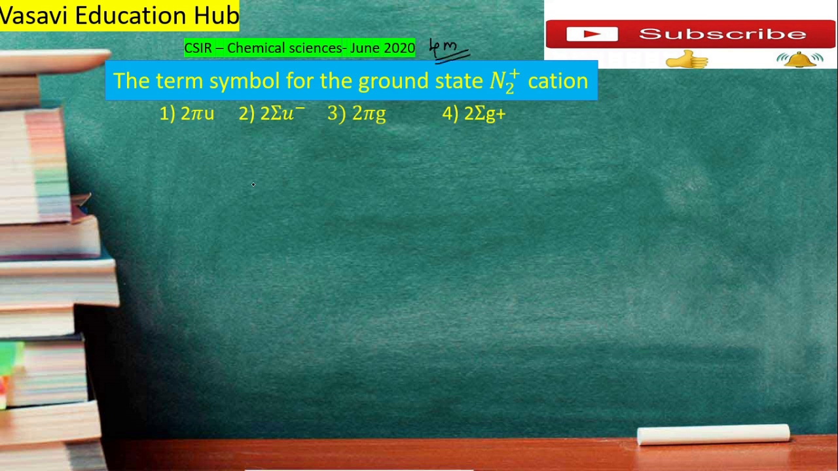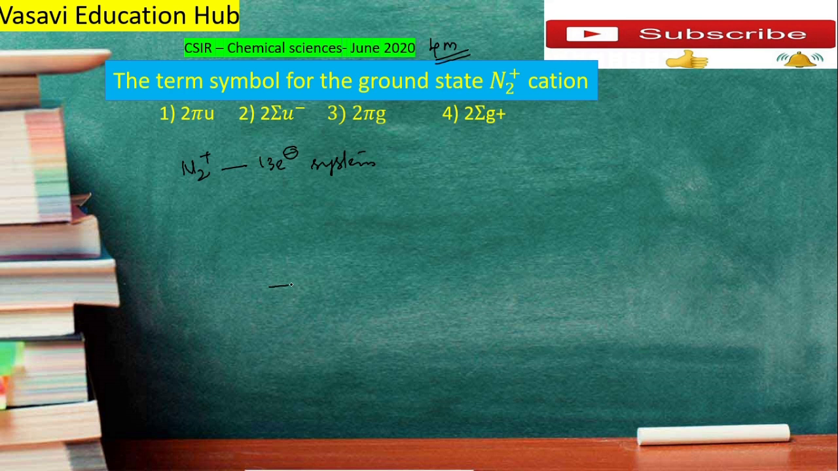The ground state term symbol for the N2 plus molecule. So for the N2 plus molecule, students, it is a 13 electron system. Very simple, right? So first of all, we will write the energy order. It is always up to a 14 electron system only.